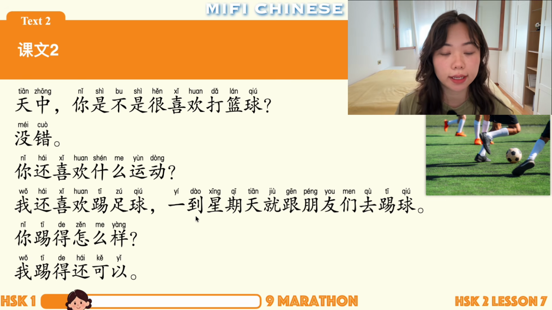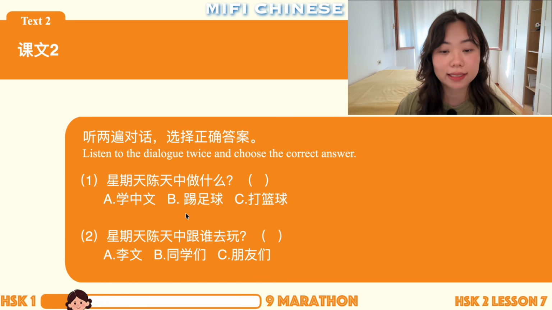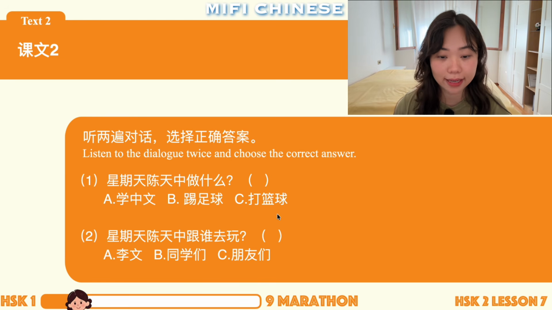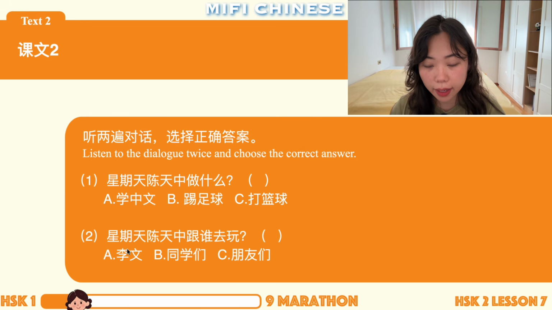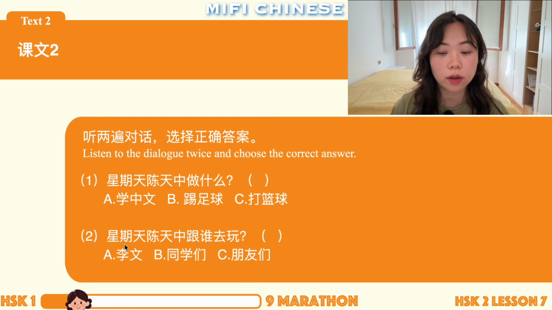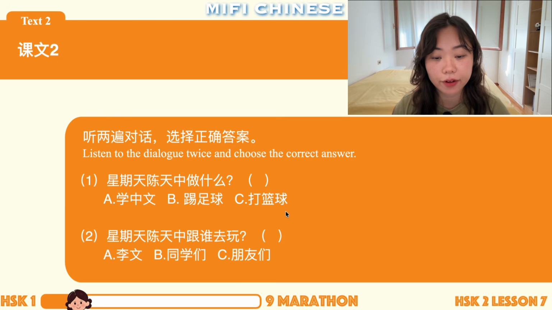So, 星期天 what does he do? 一到星期天就跟朋友们去踢球. So the same structure we just saw, right? As soon as it's Sunday, he goes to play football with his friends. So we choose B, 踢足球. A is what? 学中文, learn Chinese, right? C, 打篮球, play basketball. All right. And then next one, 星期天 who, right? 陈天中跟谁, with whom does he hang out? 跟朋友们去, with his friends. So we choose C. So the answers are B and C.